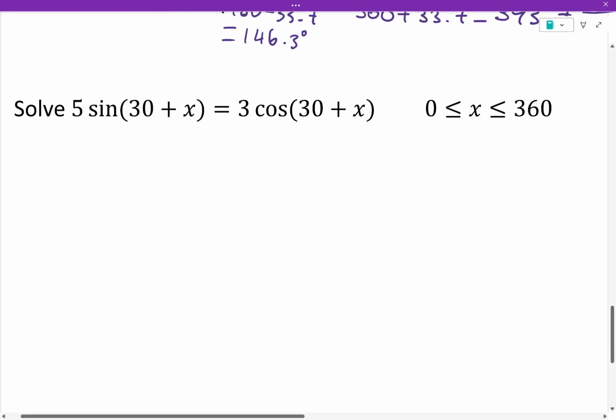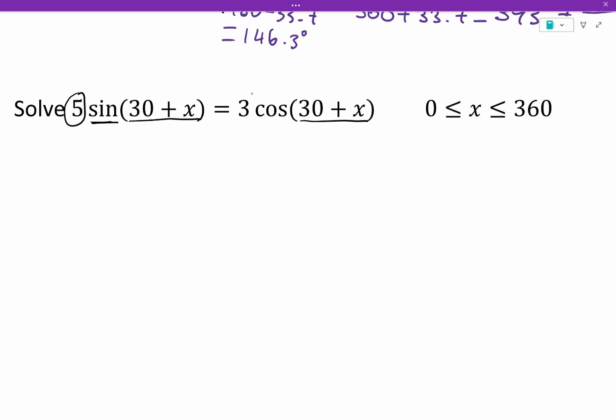Okay, so this one here does look a bit more complicated because initially our angle is no longer just x, it's now 30 plus x, but importantly it's 30 plus x on both sides, in both trig functions. Which is going to be quite important when we use identities, because the identities that we've mentioned in this video all require the angle to be the same. Now, the actual format of this equation is some numerical value 5 times a function of sine, and then a numerical value 3 times a function of cosine, and there are no other terms added or subtracted.